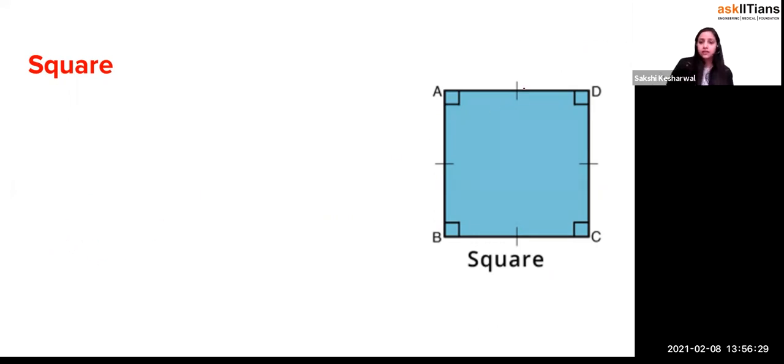So we see that in a square, can I say that opposite sides are parallel or not? So a square is also a parallelogram. Yes or no? Then, as I said, the second property: opposite angles are equal. So can I say that this angle is equal to this angle, and this angle is equal to this angle? Yes.